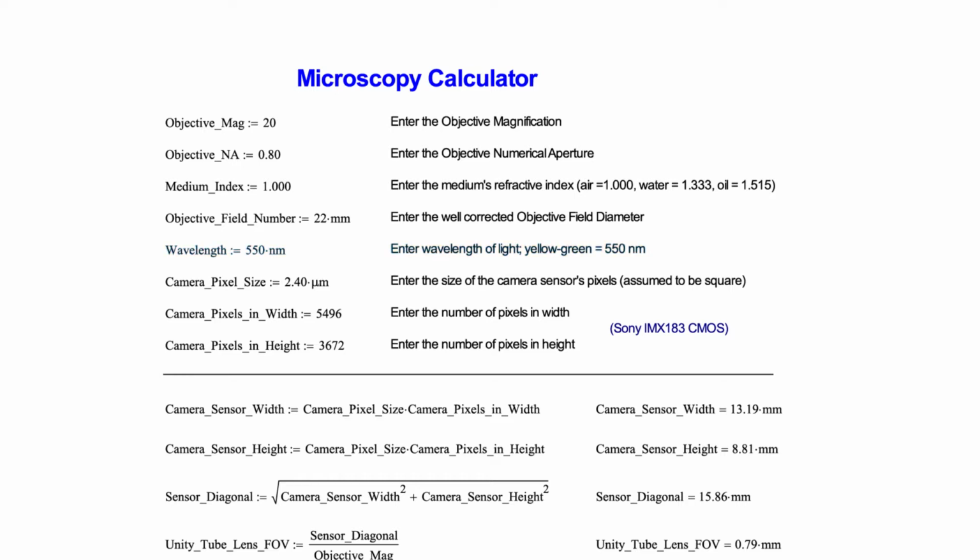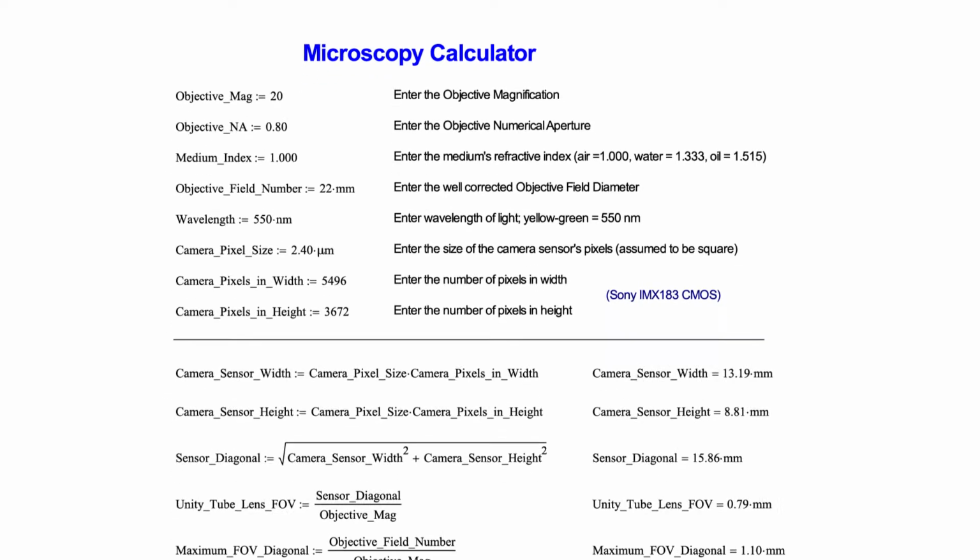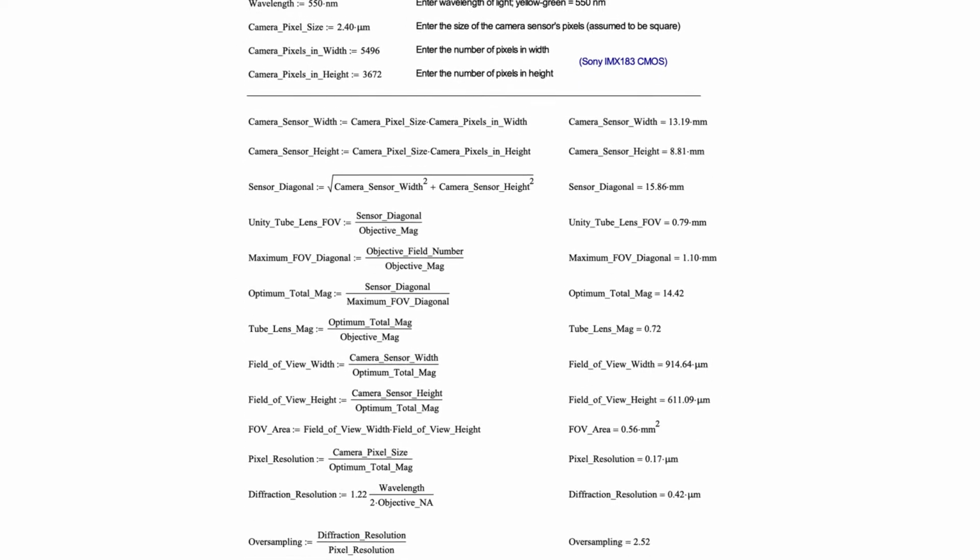We're choosing a wavelength of 550 nanometers, which is yellow-green light. And we're then entering parameters of the sensor itself. In this case, the pixels are 2.4 microns square, and there's 5,496 in width and 3,672 in height. This corresponds to a Sony IMX183 sensor, which is implemented in CMOS technology. So, with the parameters entered, let's work through the below-the-line elements to see what we find.